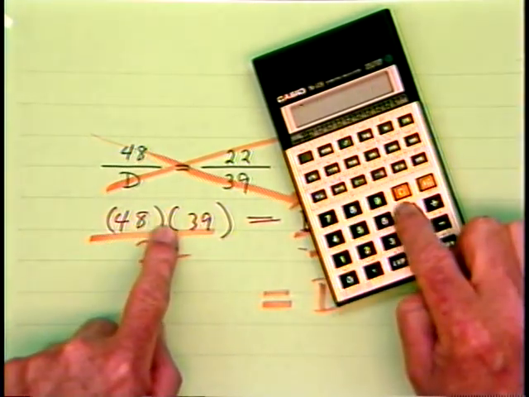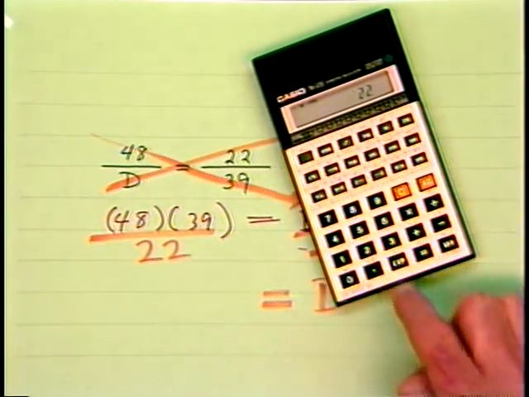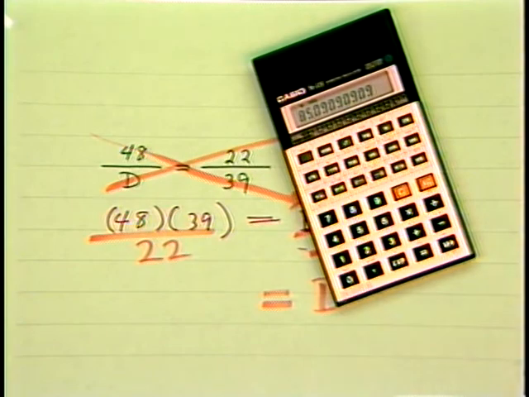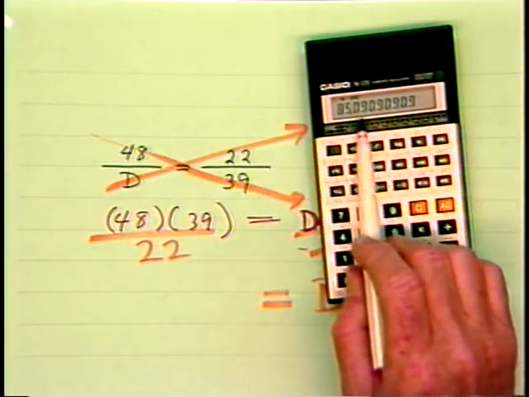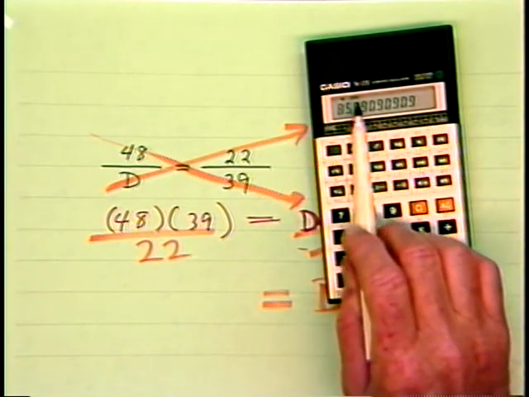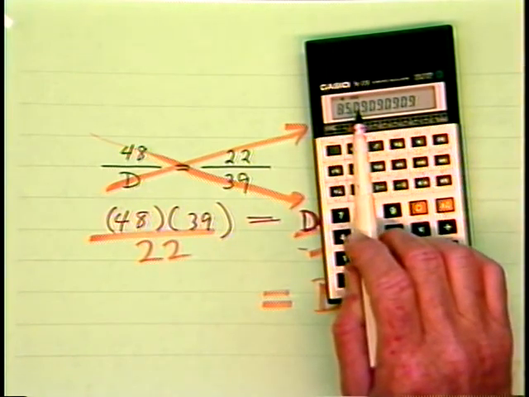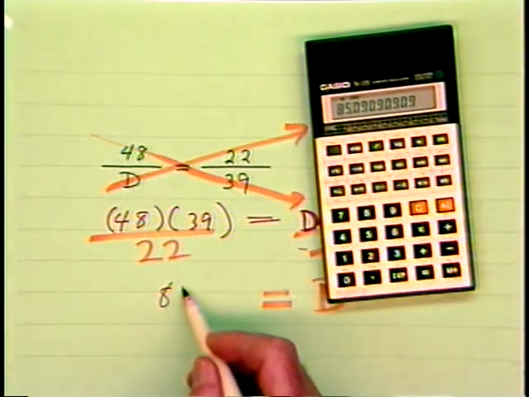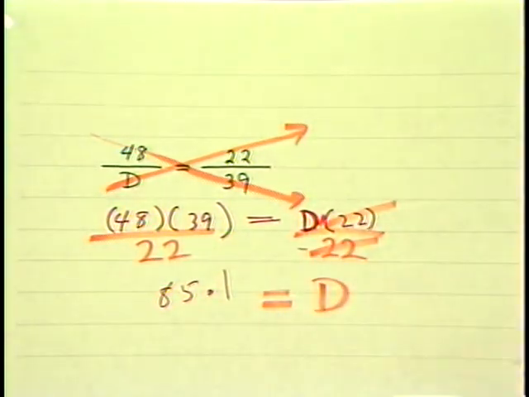48 times 39 divide 22 equals, and our answer, if we went to the nearest tenth, well, we can see 85 point, and here's a 0 at the 10th place, but the digit next to it is certainly 5 or more, so I would add 1 there, so it gives me 85.1.